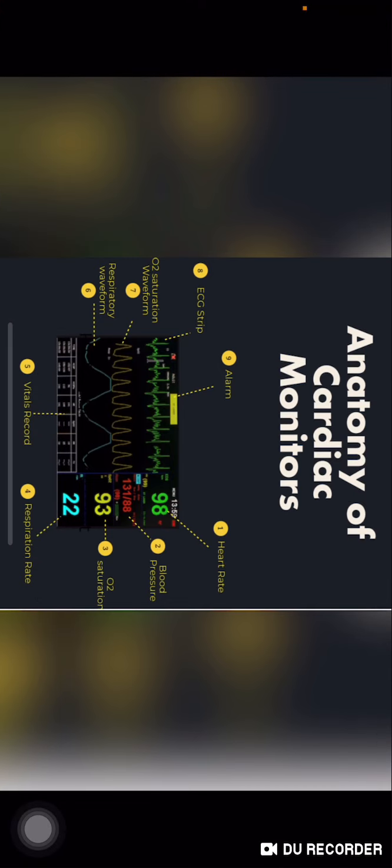Number 6 is the respiratory waveform, which is important to know the waveform for the patient. And the O2 saturation waveform, and hence the ECG strips, which are the leads connected to the patient. These cardiac monitors are important to know the ports and the proportions inside the patient monitor.